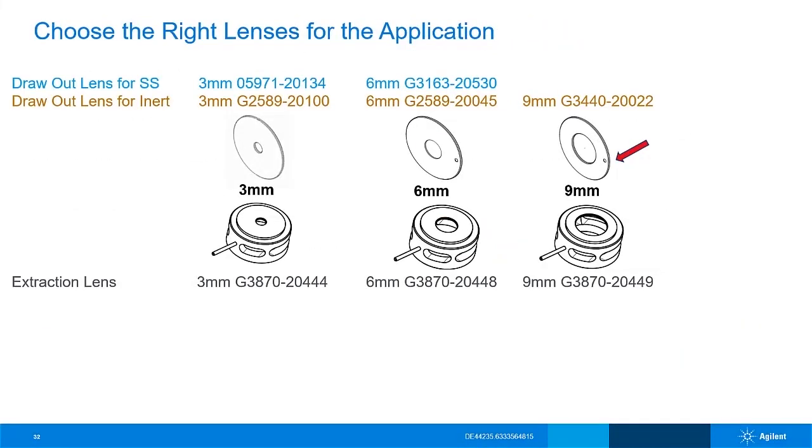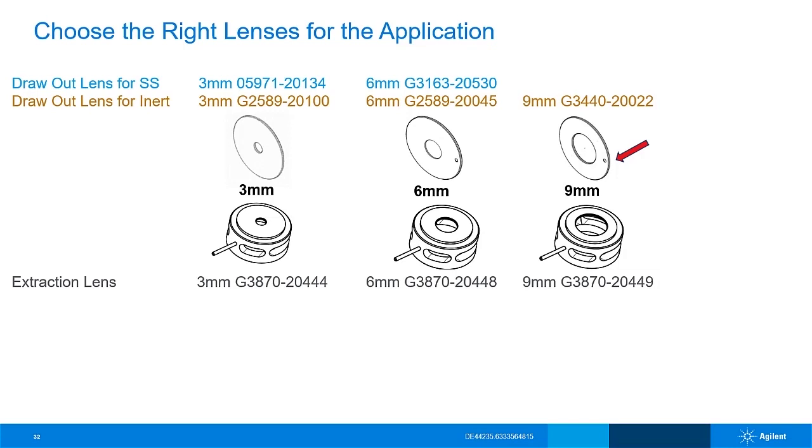Another way to optimize the mass spec is selecting the right draw-out plate or extraction lens for your application. Depending on the type of source you have, you may need a different part. For stainless steel and inert sources, a draw-out plate is utilized just after the source chamber. For the extractor or inert plus sources, an extraction lens was designed to have voltage applied to draw ions out of the source and can lead to an increase in response with the use of E-tune.